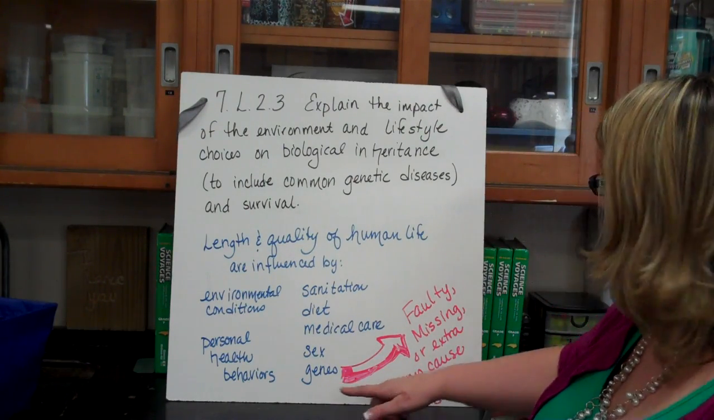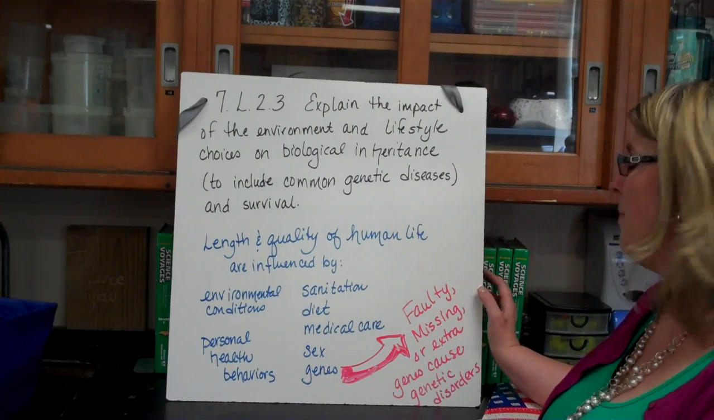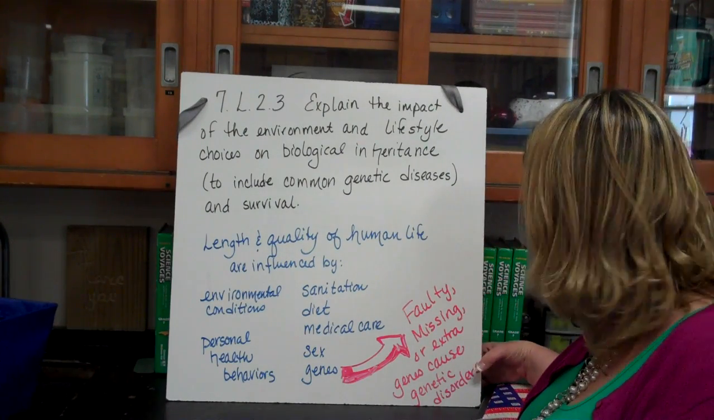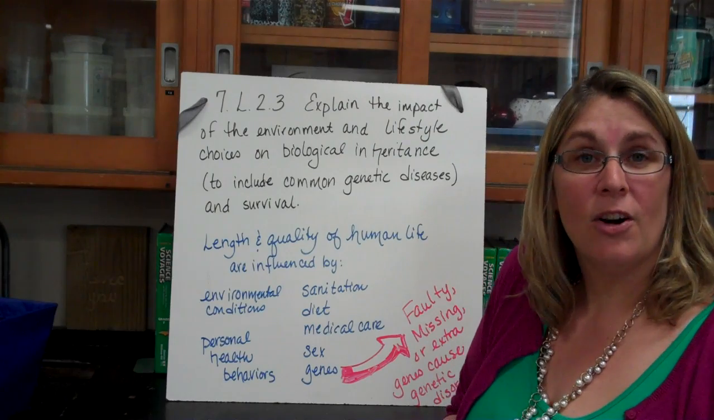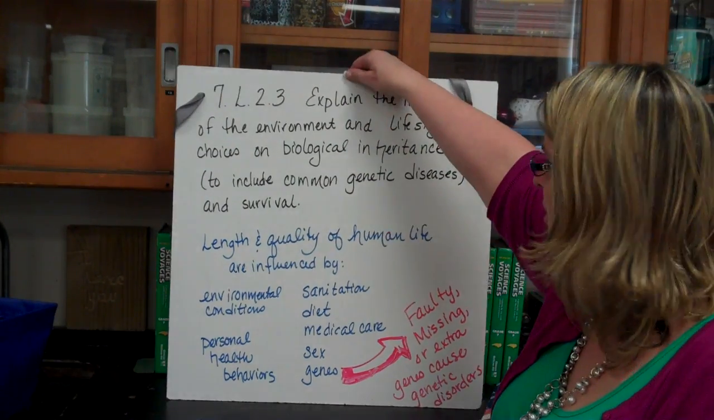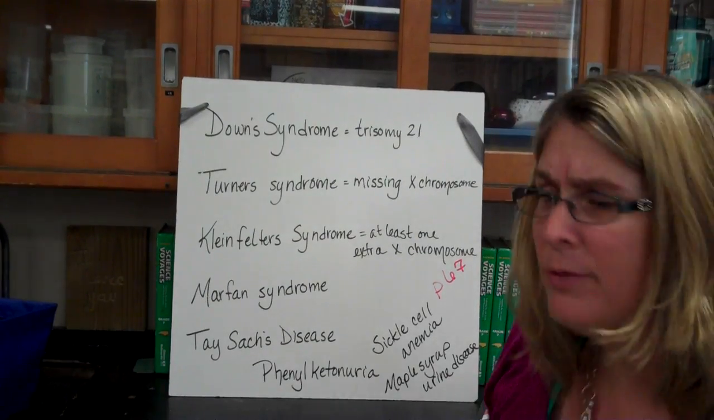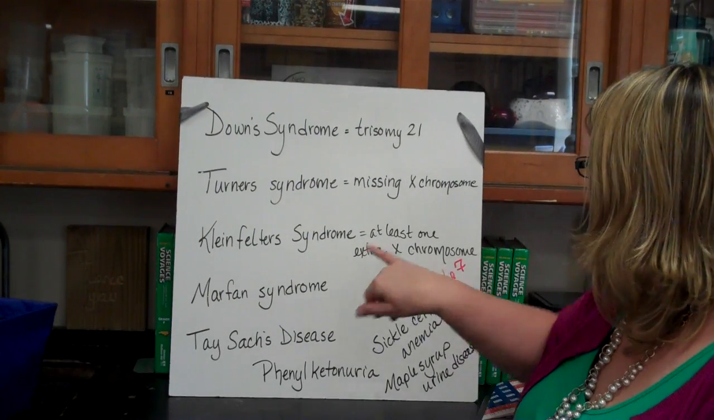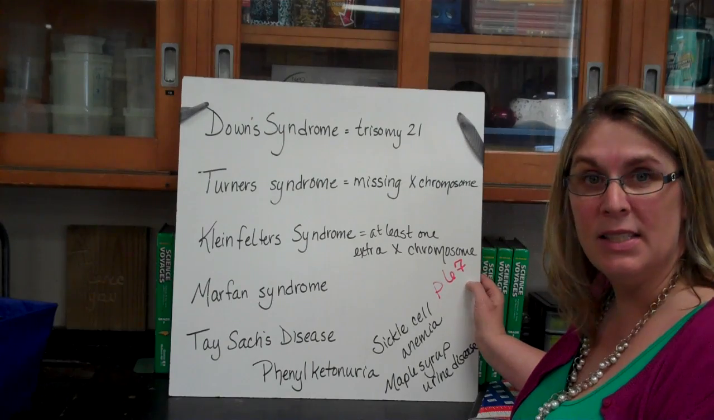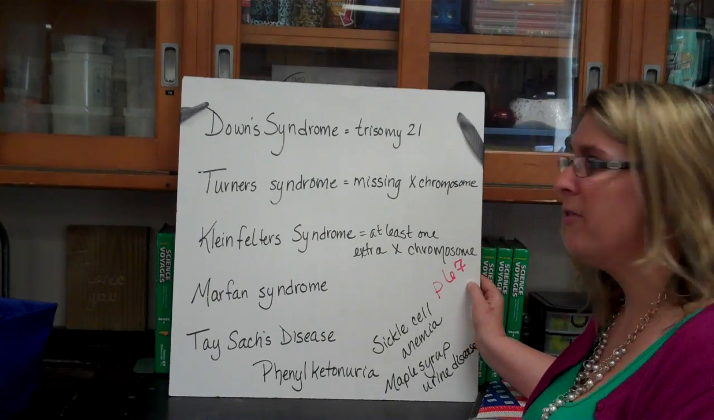Now, here's the thing about your genes. If you have a faulty gene, a missing gene, or an additional gene, they actually cause something that is called genetic disorders. Now, I want you to think back. You had a genetic disorder project that you did. You made a brochure. That's found in your notebook on page 67, where the directions were for that.